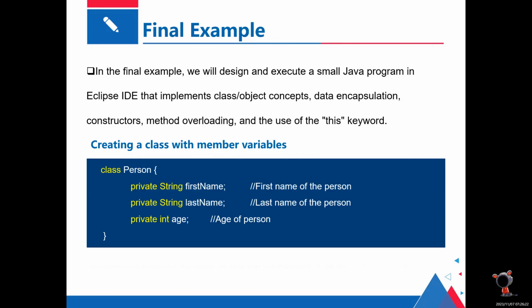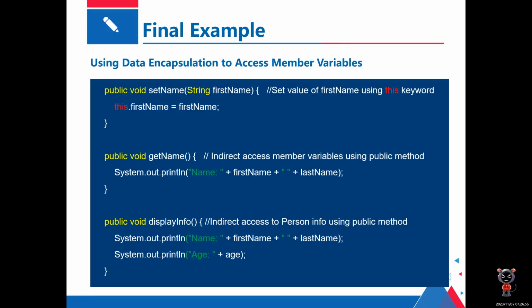Let's go to the final example. In this example, we are trying to cover the 5 concepts we studied in this presentation. To implement the final example, we take the same class, Person, and we define 3 variables. So Person is the name of the class, and we have 2 string variables and 1 integer variable, and we set all variables as private. After creating the class, we need to access the private member variables, so we define some public methods.